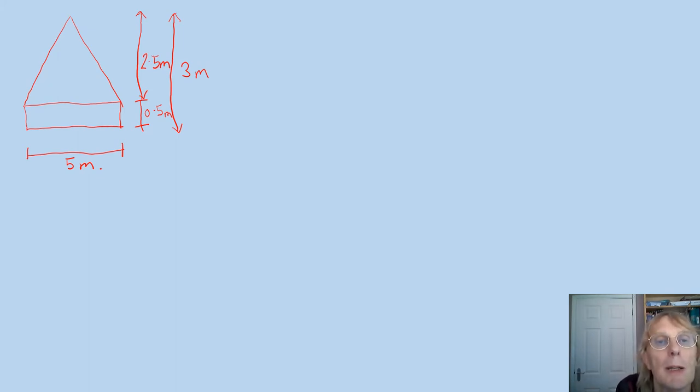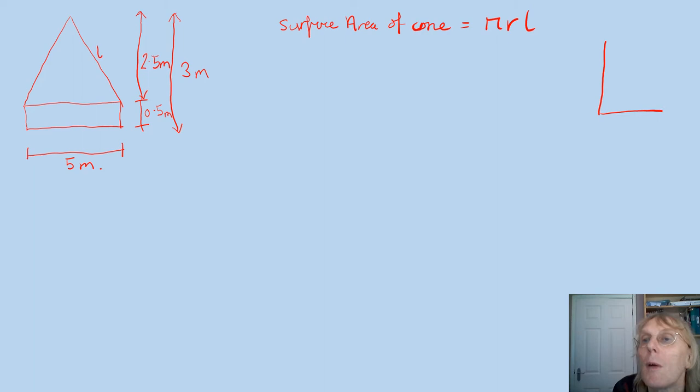So there's the diagram, that's all the things we've got. There is one more measurement I'm going to need, and that is this bit here, because the surface area of the cone equals pi r l, and we need to find l. To find l, I'm just going to draw another little triangle. That's l, and we know that the height of the cone is 2.5 meters. And the diameter of the whole thing is 5 meters, so the base of this is going to be 2.5 meters.